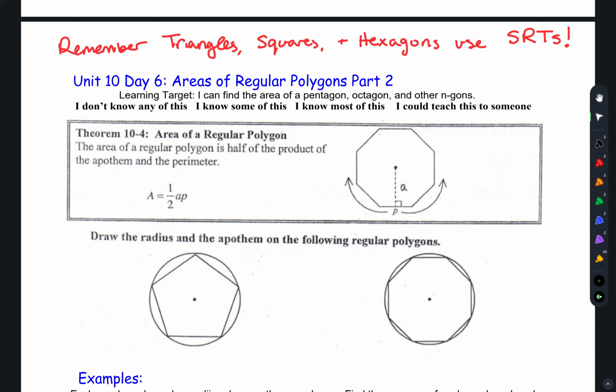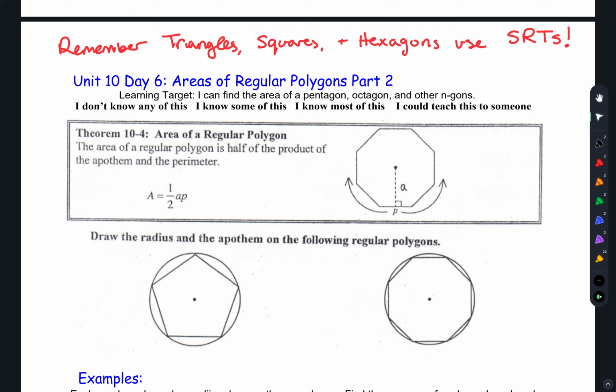All right. So, to reflect on Friday, remember we did 3 shapes: equilateral triangles, equilateral quadrilaterals, which are called squares, and then regular hexagons. Okay, those 3 shapes, when we draw in a radius and an apothem, the triangle that is created is a special right triangle. So they were either 30, 60, 90, or they were 45, 45, 90. Therefore, we got to use all of our special right triangle properties to solve them.